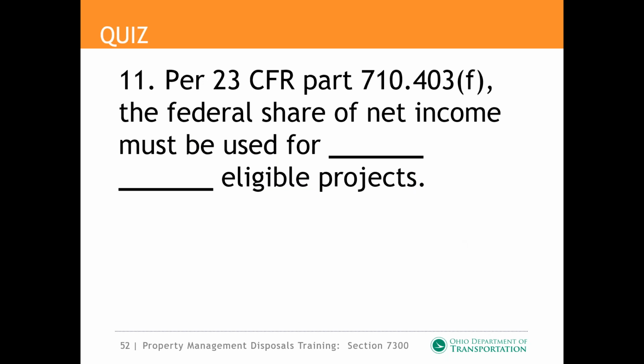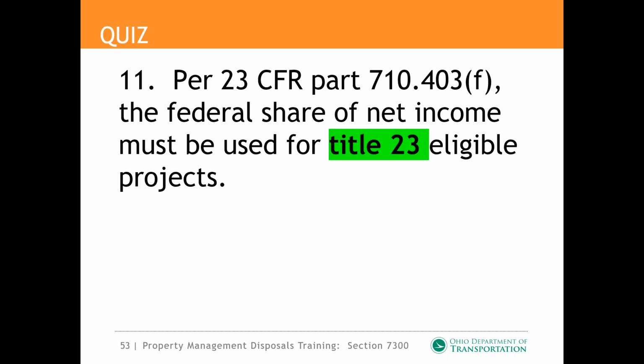Number 11, per 23 CFR part 710.403F, the federal share of the net income must be used for blank projects. Right away, that's what someone said. Kind of. They're actually Title 23 projects that if we sold something that had that money in it, it has to go back to that Title 23 project. If you have questions about that, you can contact me if there's a specific case you have a question for.